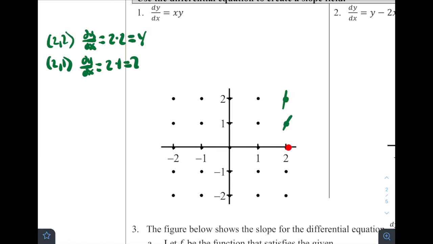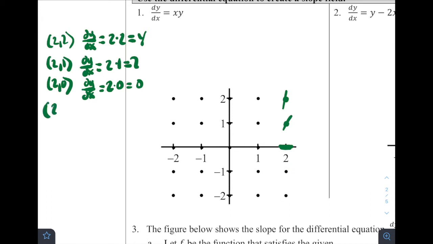What if I go to this point right here? This point is at 2, 0. So if I do 2, 0, at that point dy dx is equal to 2 times 0, which is 0. We know that something that has a slope of 0 has a horizontal tangent line. And then we can continue on to our points below.